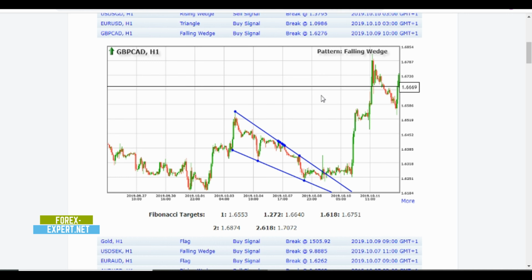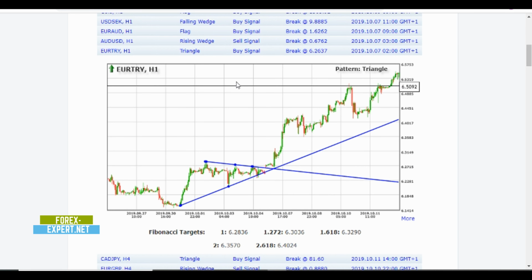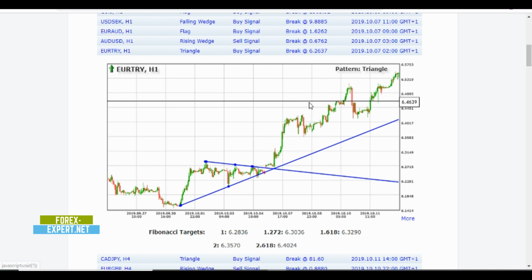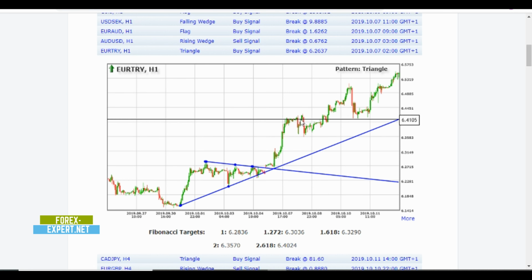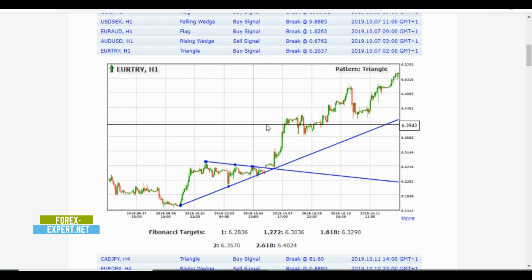Let's take a look at the last trade, the euro and the Turkish lira, always on the hourly. We got a triangle buy signal break at 6.2637, and the price continued to climb. The uptrend is confirmed. So here I put my take profit, if I'm not wrong, at 1.618 according to my strategy, but this trade has a lot of profit opportunities.